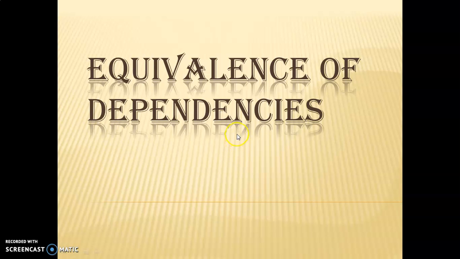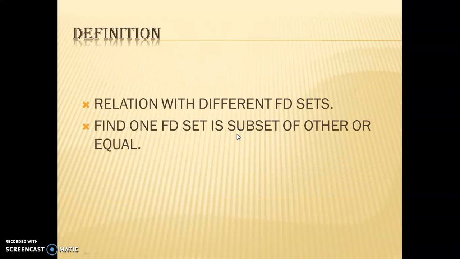Hi, today we are going to learn about equivalence of dependencies. A relation may have more than one set of functional dependencies. If it has more sets of functional dependencies, we need to find whether one set of functional dependencies is a subset of the other or all are equal.